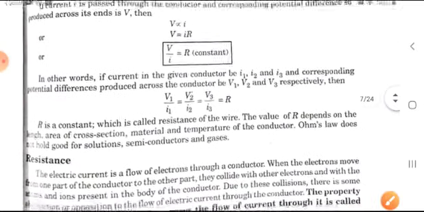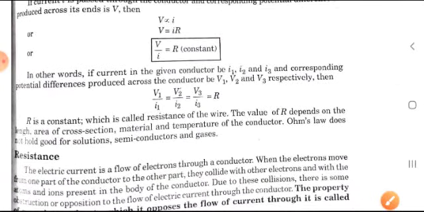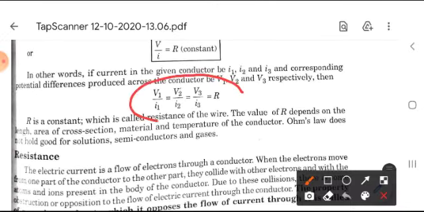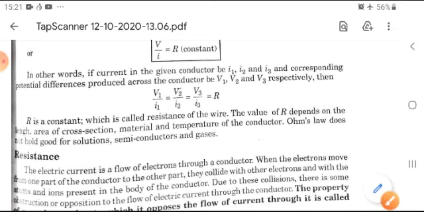Now moving forward, in other words, we can say that if the current in the given conductor is I1, I2 and I3 and the corresponding potential differences are V1, V2, V3, then V1 upon I1 is equal to V2 upon I2 is equal to V3 upon I3, and that is constant, and it is called electrical resistance R. The unit of R is ohm, named after the scientist Ohm.